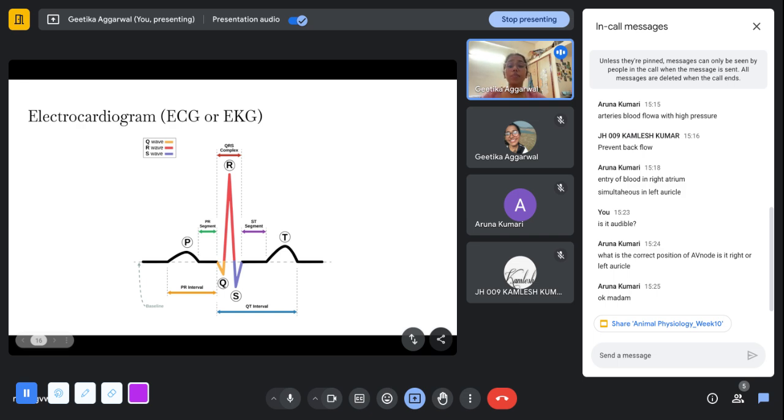So there are these different parts of an ECG. One of them is called a P wave. Then there is this flat segment called the PR segment. Then there is this QRS complex. Then there is this ST segment. And then there is this T wave. So these are the different components of an electrocardiogram.